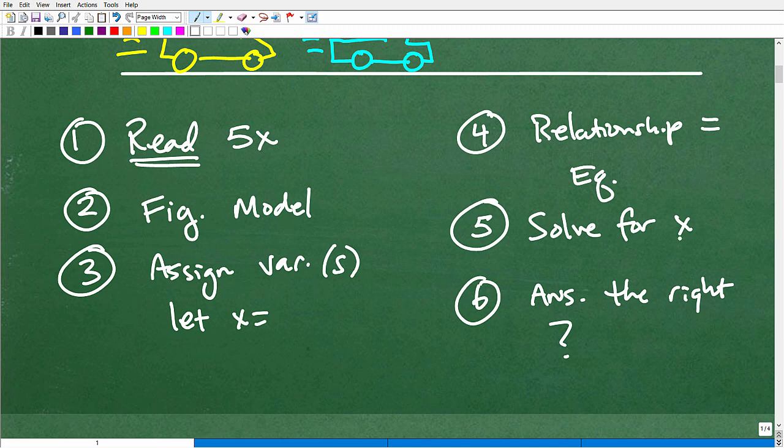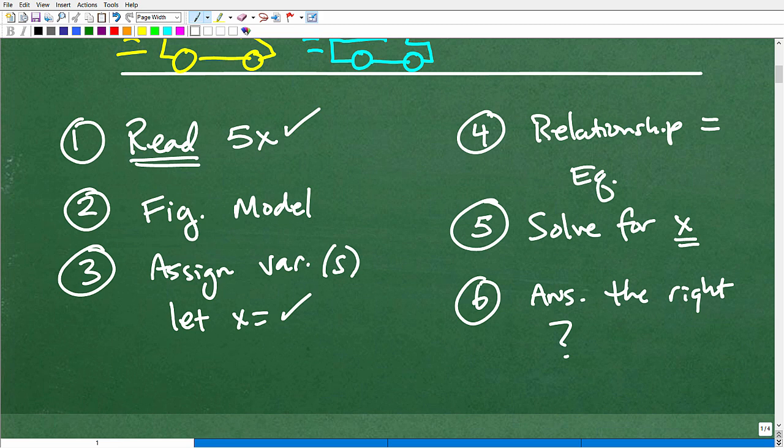Now, just because you solve for a particular variable doesn't necessarily mean you're answering the question of the problem. You've got to go back and reread and make sure that what your variable is assigned to, you use that information in order to make sure you're answering the problem.